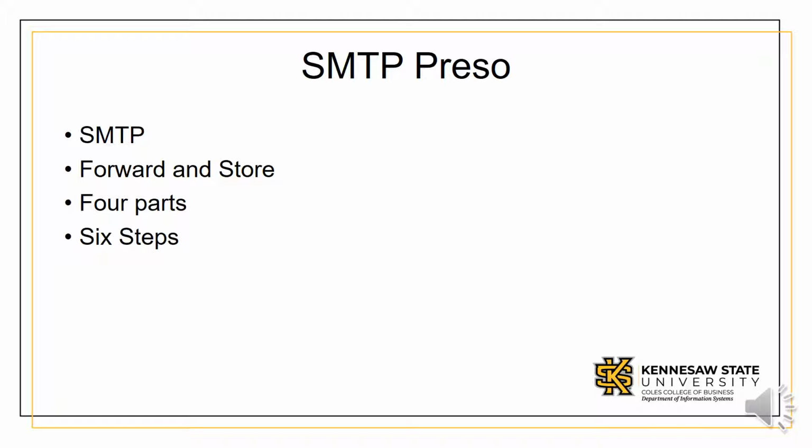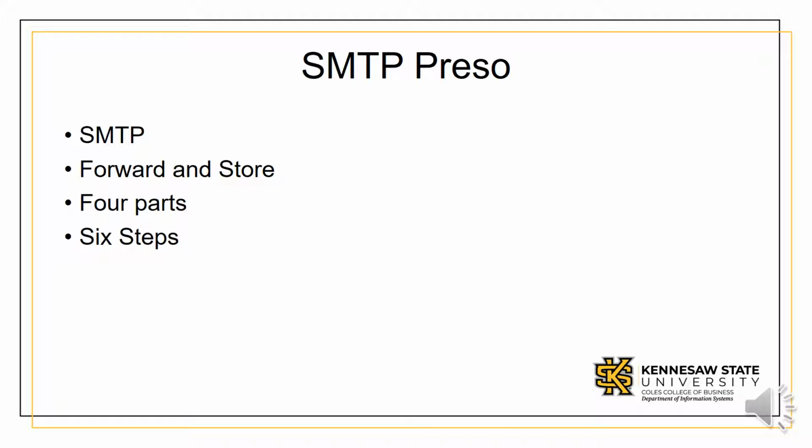Four parts. The four parts of SMTP are the MUA, or Mail User Agent, which is a user client utility or local utility, the MDA, or Mail Delivery Agent, the MTA, Mail Transfer Agent, and finally the MSA, or Mail Submission Agent.